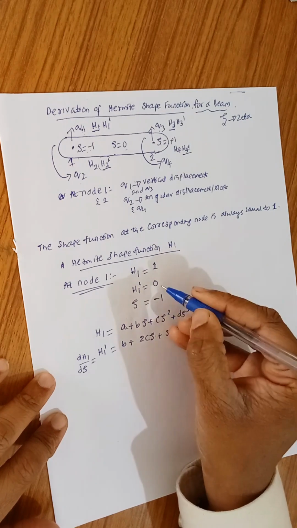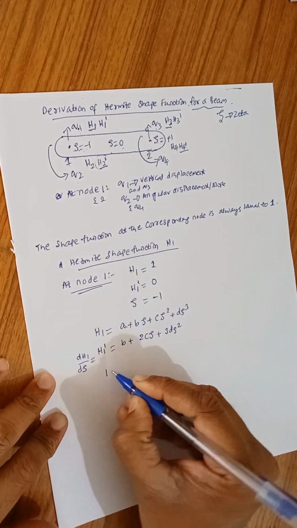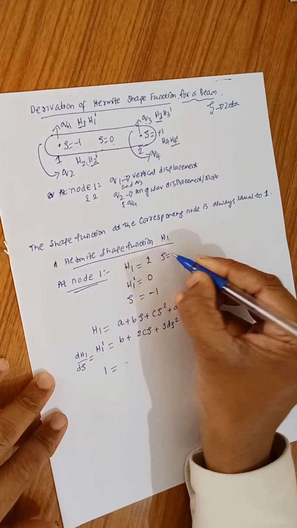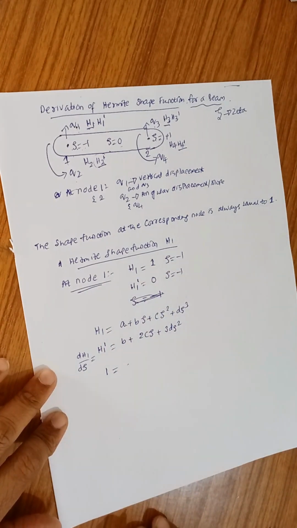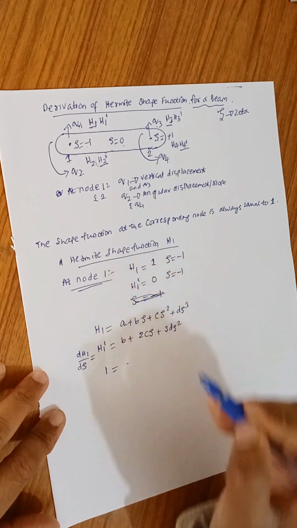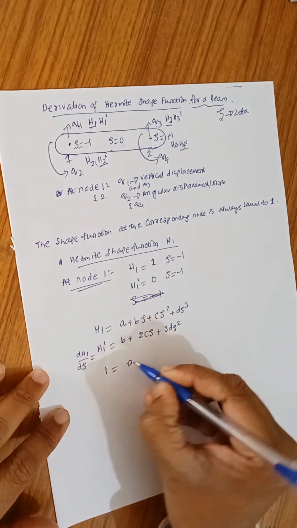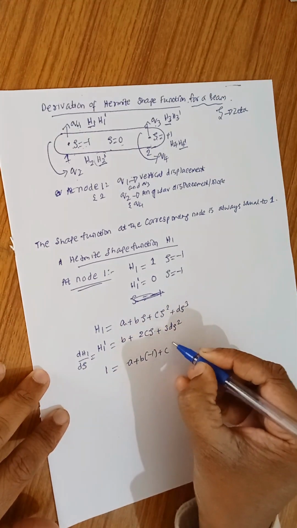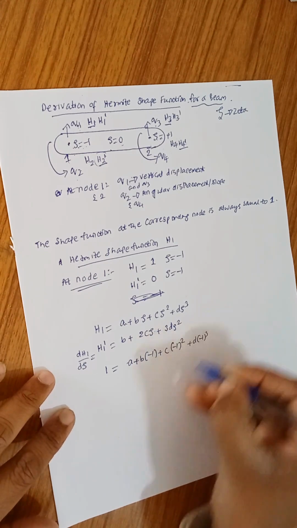Now let me try to substitute these values into this equation. So first h1 is going to be equal to 1 at zeta is minus 1. So here in both the cases zeta will be equal to minus 1. That is very, very important. Let me try to scratch it out. At both the situations, for h1 and h1 dash, zeta will be equal to minus 1. Therefore 1 equal to a plus b into minus 1 plus c into minus 1 the whole square plus d into minus 1 the whole cube.